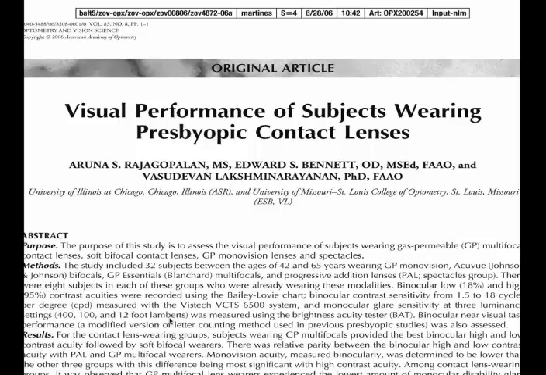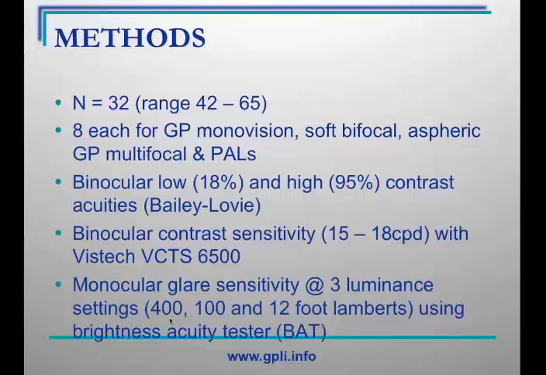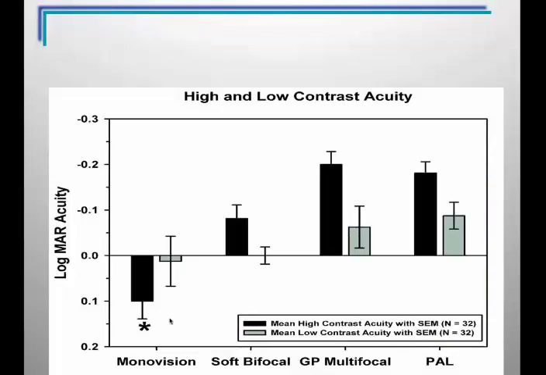Here's a study that was performed at the University of Missouri, St. Louis on the vision performance of subjects wearing different types of presbyopic contact lenses, and particularly looking at the quality of vision with these different options. There were 32 subjects. 8 subjects wore GP monovision lenses, 8 wore a soft bifocal lens, 8 were wearing aspheric GP multifocals, and 8 were wearing progressive addition lens spectacles. Low and high contrast acuities were assessed, contrast sensitivity was assessed, glare sensitivity was assessed on all these subjects in this study, and we'll just show a few of the results.